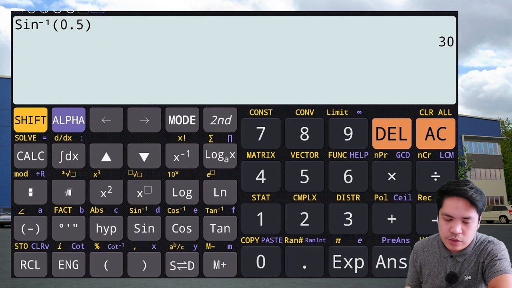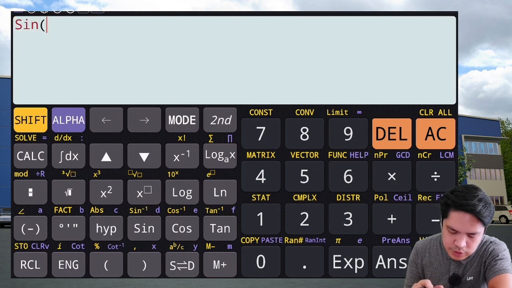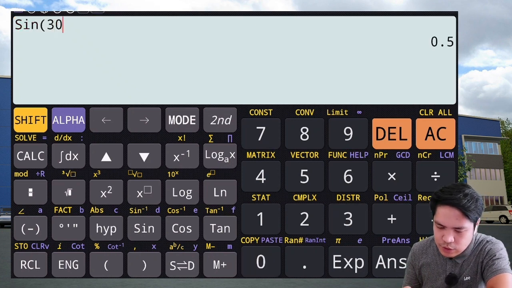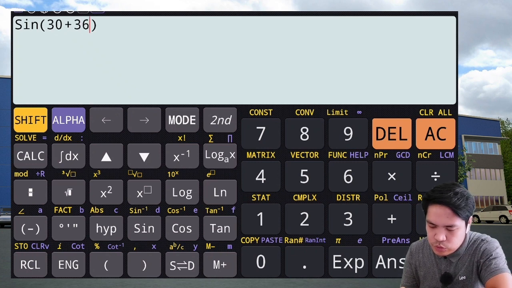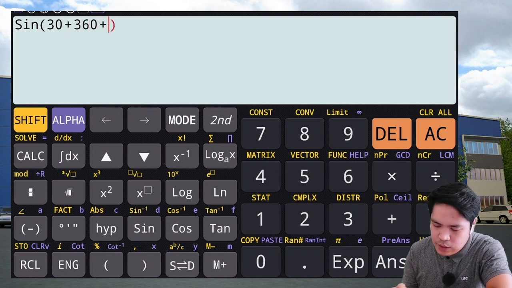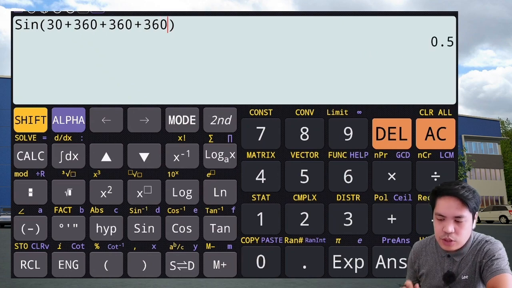Okay? Or baliktarin natin yung inverse niya, 'di ba? Sin y is equal to 1/2. So if that is 30 degrees, the result is 1/2. Pero kung mag-add tayo dito ng 1 complete revolution, so that's plus 360, the result is still 1/2. If we add again another complete revolution, the result is still 1/2, and again another complete revolution, the result is still 1/2.